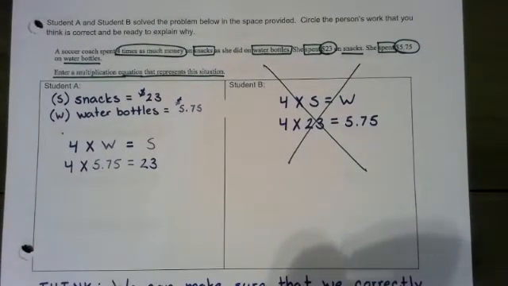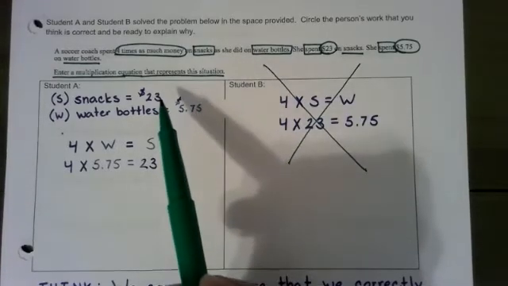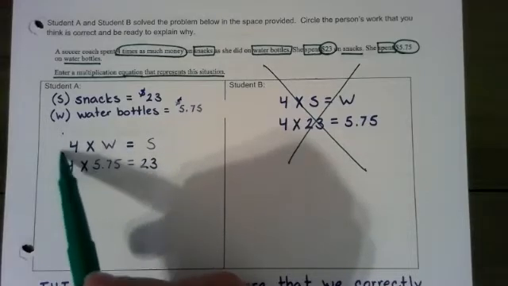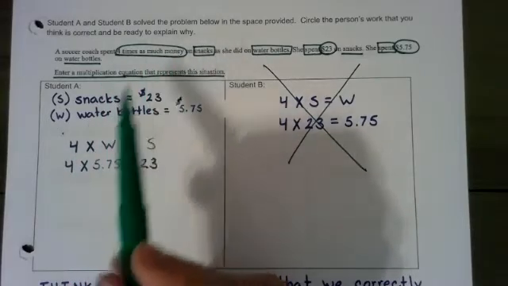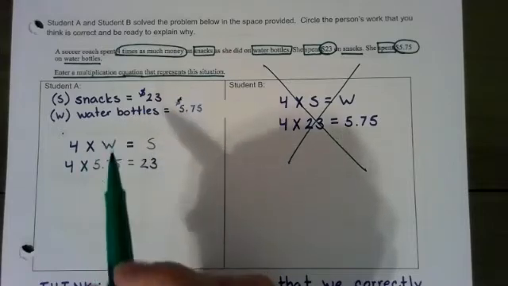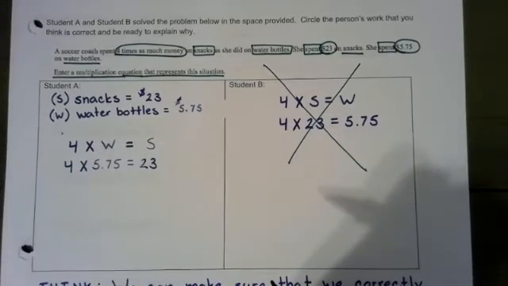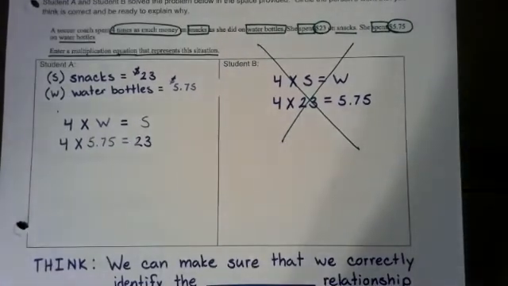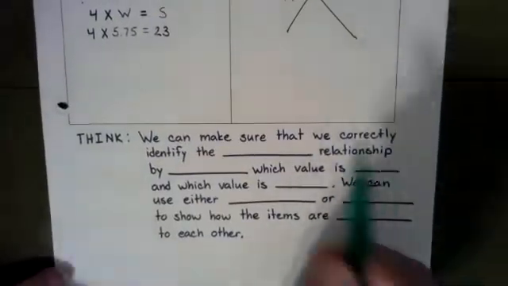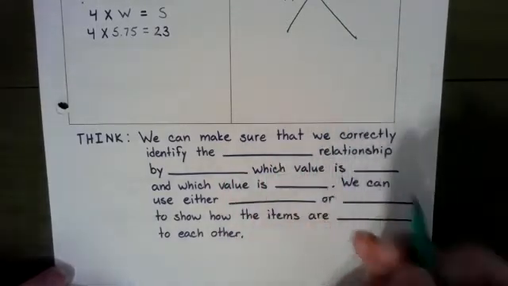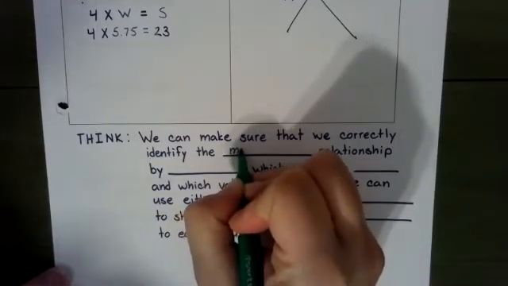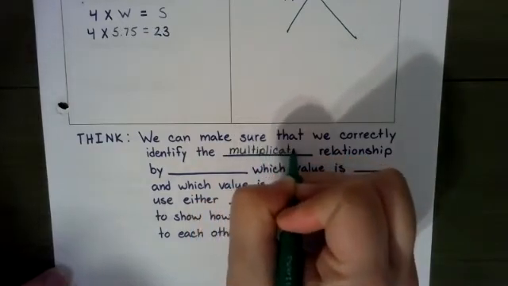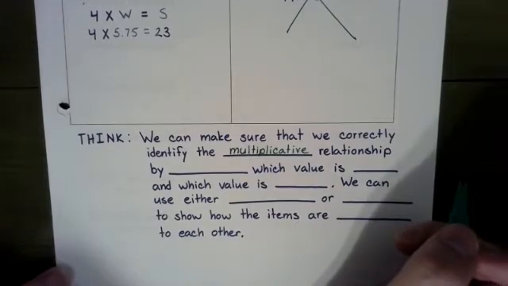Multiplicative compare is difficult because you have to remember which one is the larger number and which one is the smaller number. This 4 here is your multiplier. 4 times as much money. That's what you're multiplying by. How can we make sure that we correctly identify the multiplicative relationship in a problem in the future? That's a hard word. Say it to yourself. Multiplicative. It means we're going to multiply.